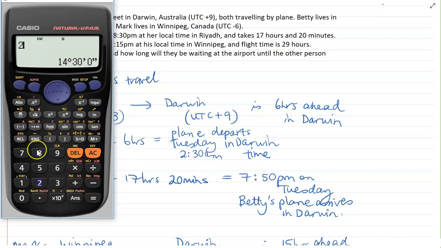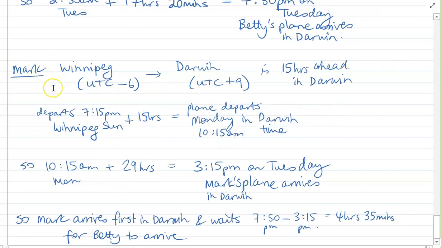If I then put in the fact that I'm working with 2:30, I'm adding on 17 hours and 20 minutes of flight time. That puts me 19:50. So considering 24-hour time again, 2:30 a.m. plus 17 hours 20 minutes. So remember 24-hour time, 19 represents 7 p.m. So that's 7:50 p.m. Now considering Mark leaving from Winnipeg, there's a 15-hour time difference there.